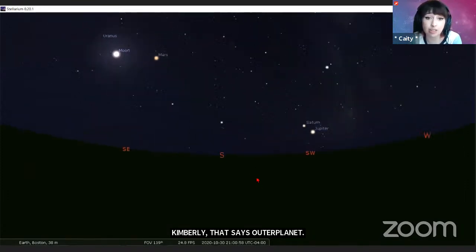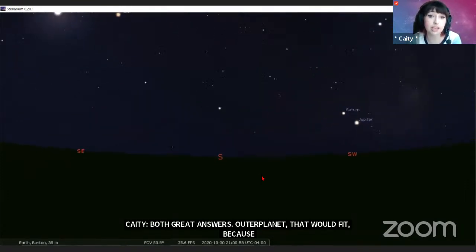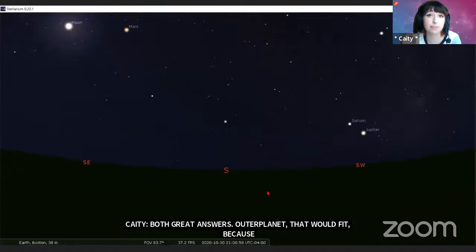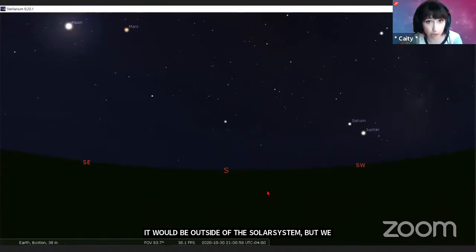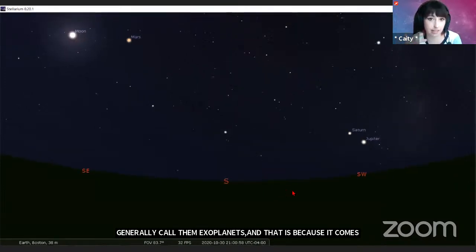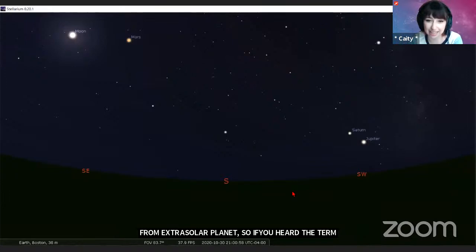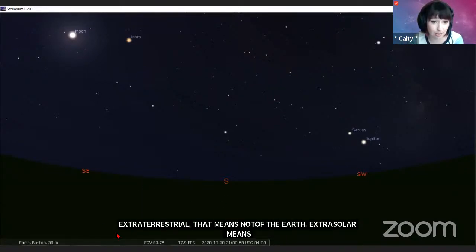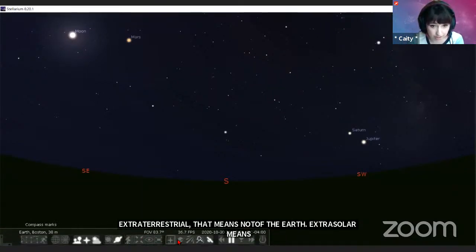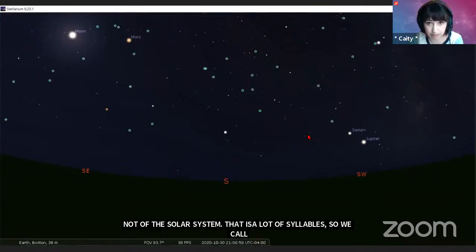But we generally call them exoplanets, and that's because it comes from extrasolar planets. So if you've heard the term extraterrestrial, that means not of the Earth. Extrasolar means not of the solar system. That's a lot of syllables, so we just call them exoplanets. And so there are planets that are orbiting around other stars, and I can put up their location.